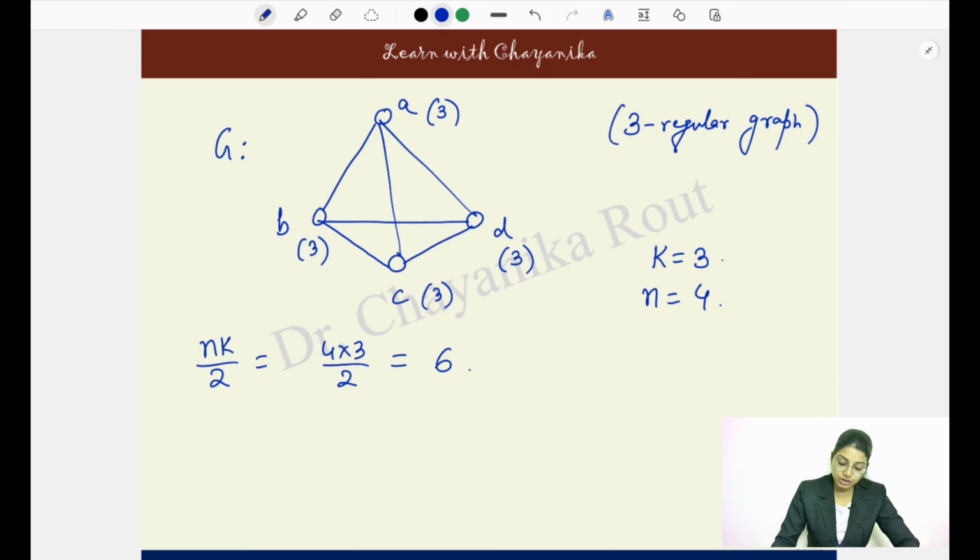Okay. So now check how many edges you have in the graph. 1, 2, 3, 4, 5, 6. You have 6 edges. So size of the graph is nk by 2. In any k regular graph with n vertices, the size is nk by 2.